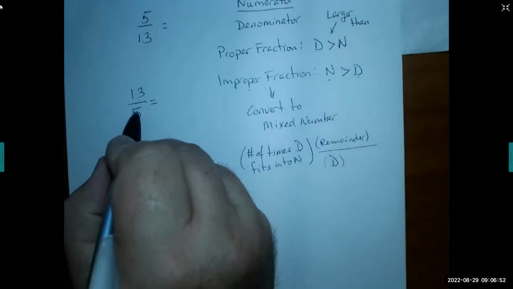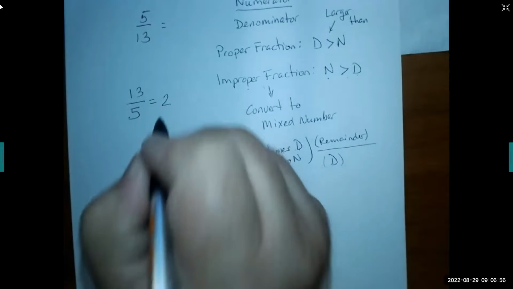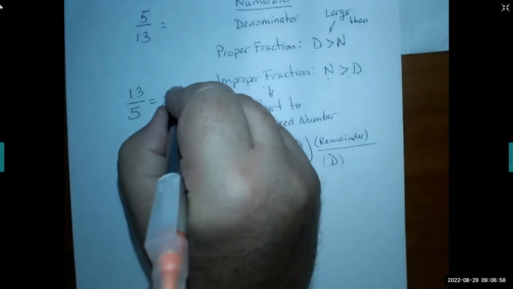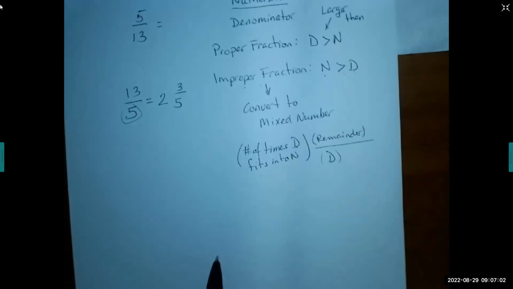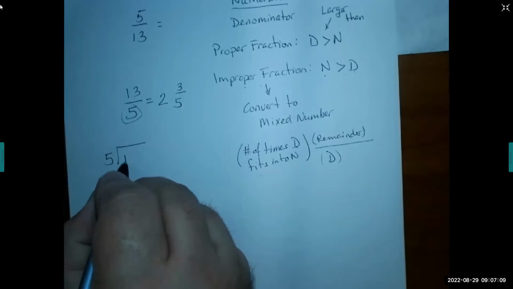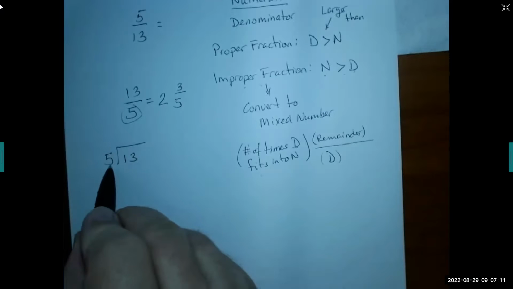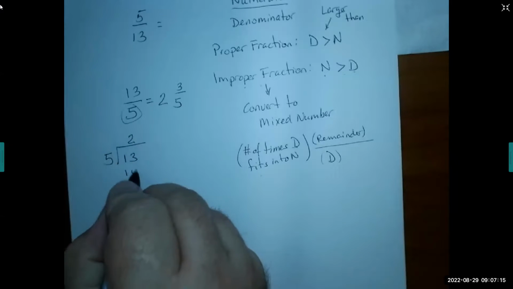So how many times does 5 go into 13? 2 times. With how many left over? Over 5. Five goes into 13 2 times. 2 times 5 is 10.